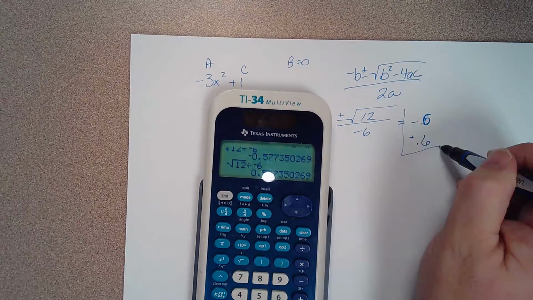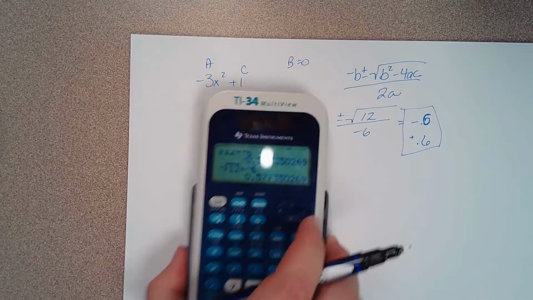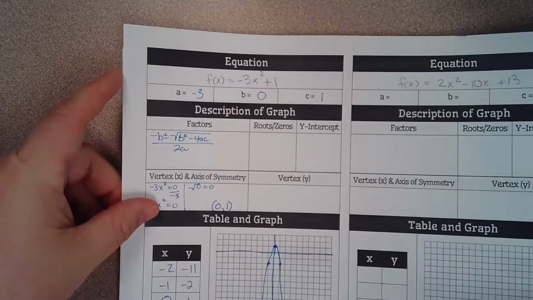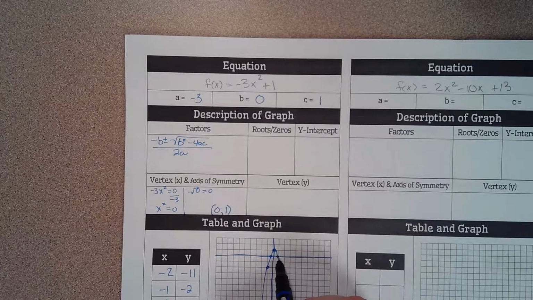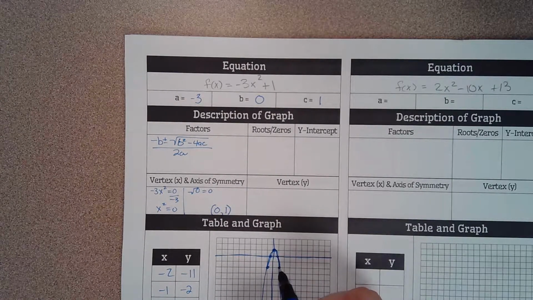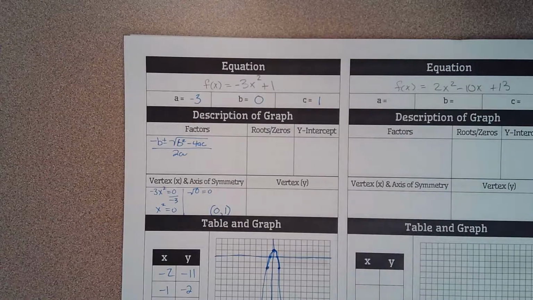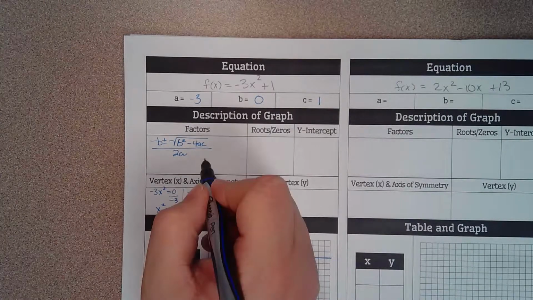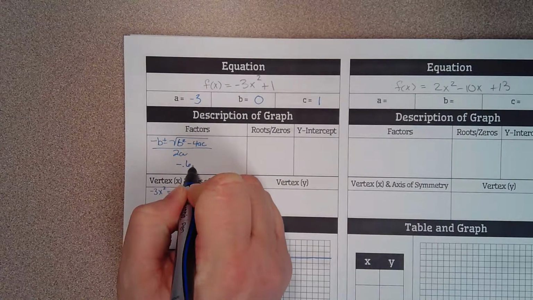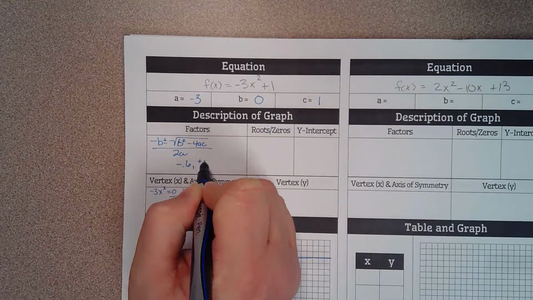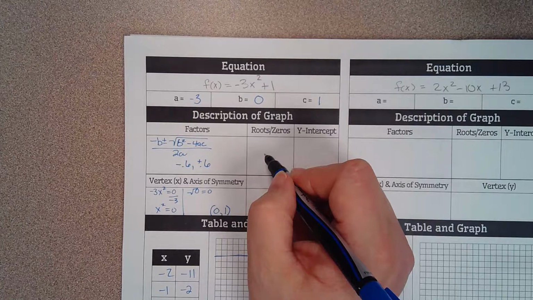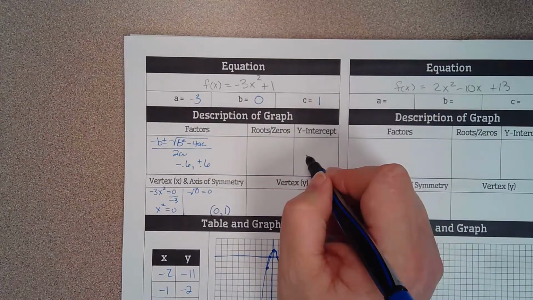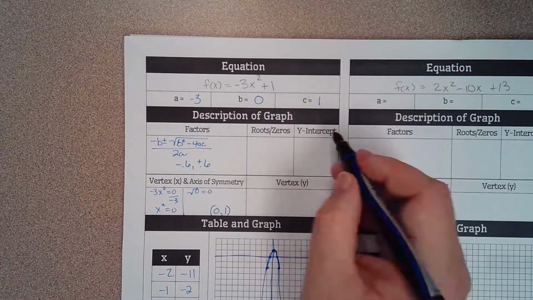That means on the axis, when we look at this, I am crossing right about here where it's 0.6. I'm really close, but I'm not on 1. I'm about halfway through. So for our factors, it's negative 0.6 and positive 0.6. Those are also known as your roots or zeros. Your y-intercept, we know, is where we cross the y-axis, which is 1.